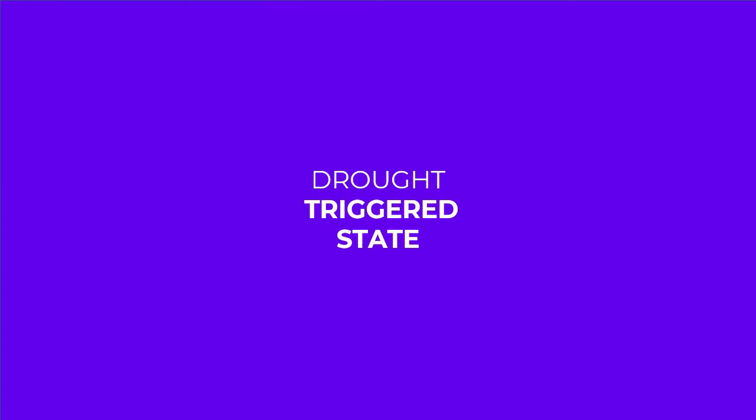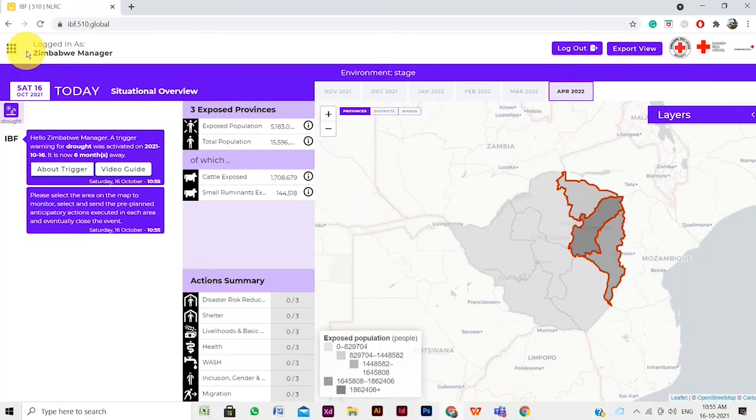Now we are going to simulate a triggered state. Here you see the IBF dashboard in a triggered state. The icon in the hazard selection has turned from navy to purple. The speech bubbles in the chat box have also changed from navy to purple. The first speech bubble tells you a trigger warning for drought has been activated and when it was activated.